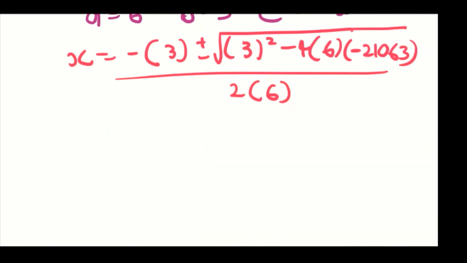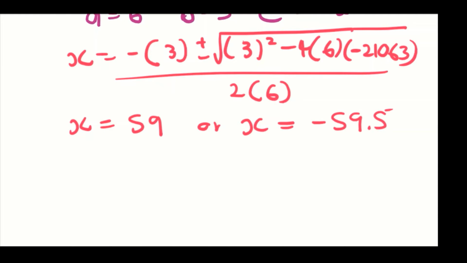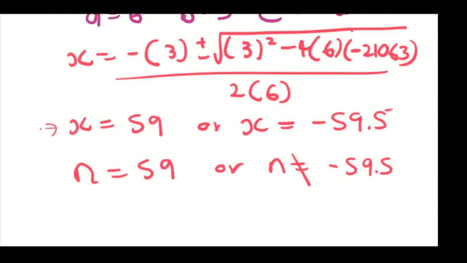So the x value that we're supposed to get is 59, or x equals minus 59.5, right? Remember that it's not necessarily x, but it's n. n is equal to 59, or n is equal to minus 59.5, of which the number of terms can never be negative, so we'll take this answer here, which is n being equal to 59.